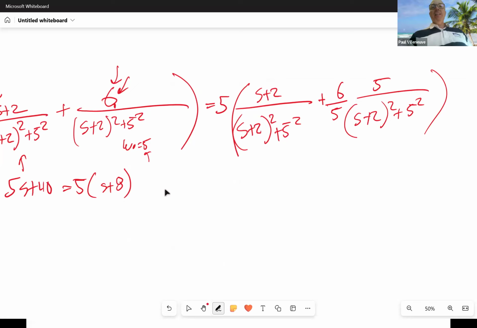So basically all I did was I moved the 6 out front, I put a 5 over here, and because I multiplied by 5, I darn well better divide by 5. Make sense?